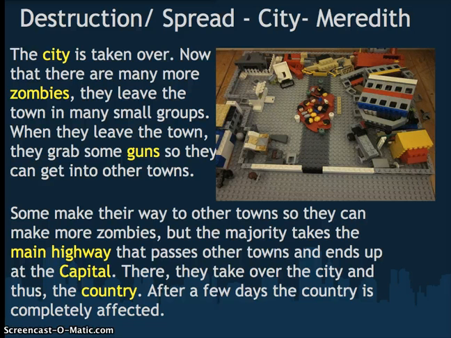The zombies leave the town in small groups. On their way out, they grab guns to get into other towns. Some groups go to other towns along the main highway, but most take it straight to the capital. There, they take over the capital, and the entire country gets affected.